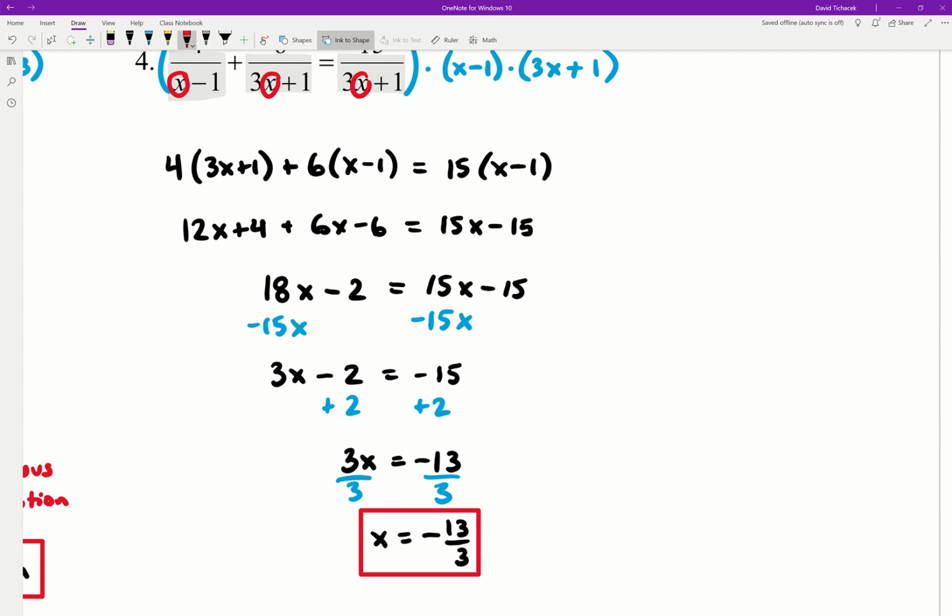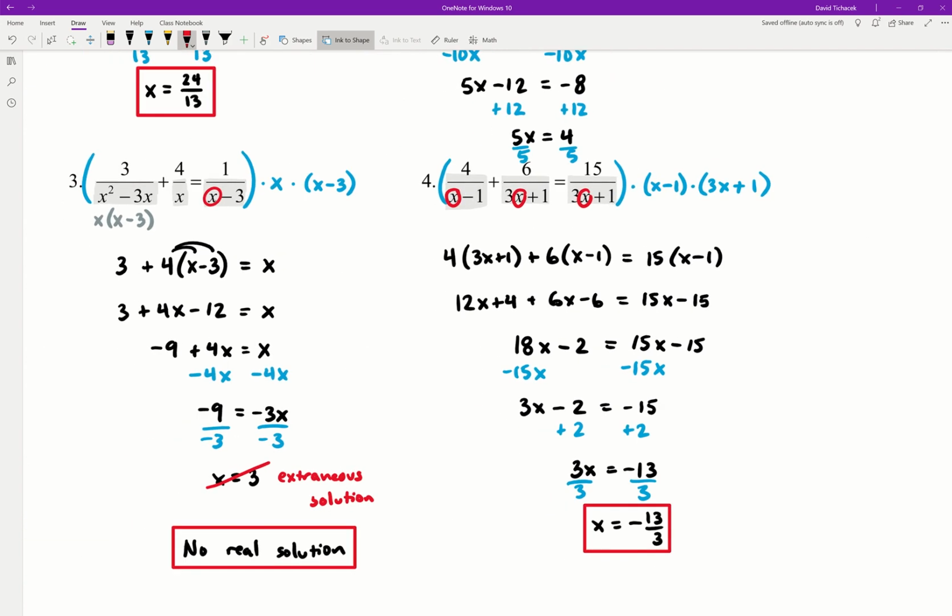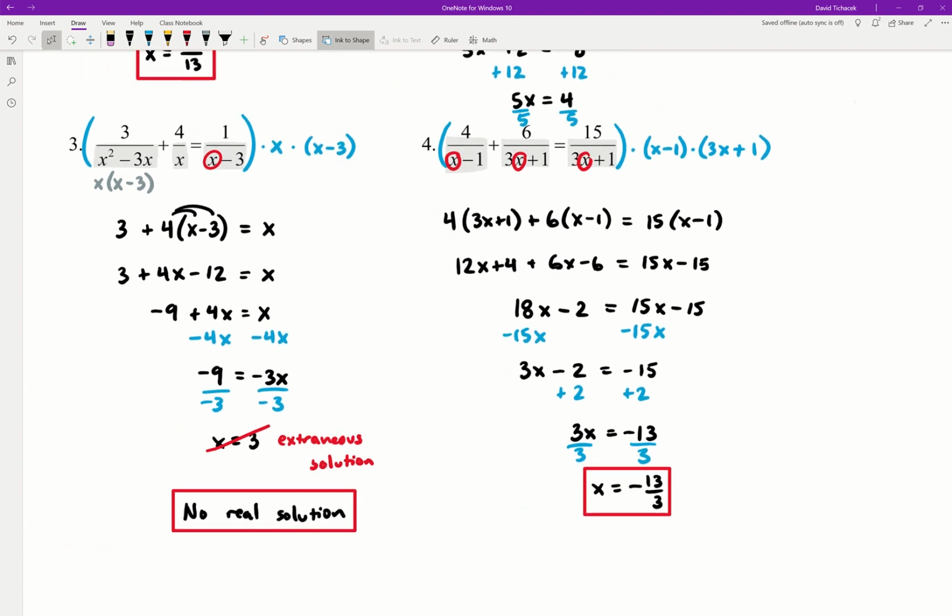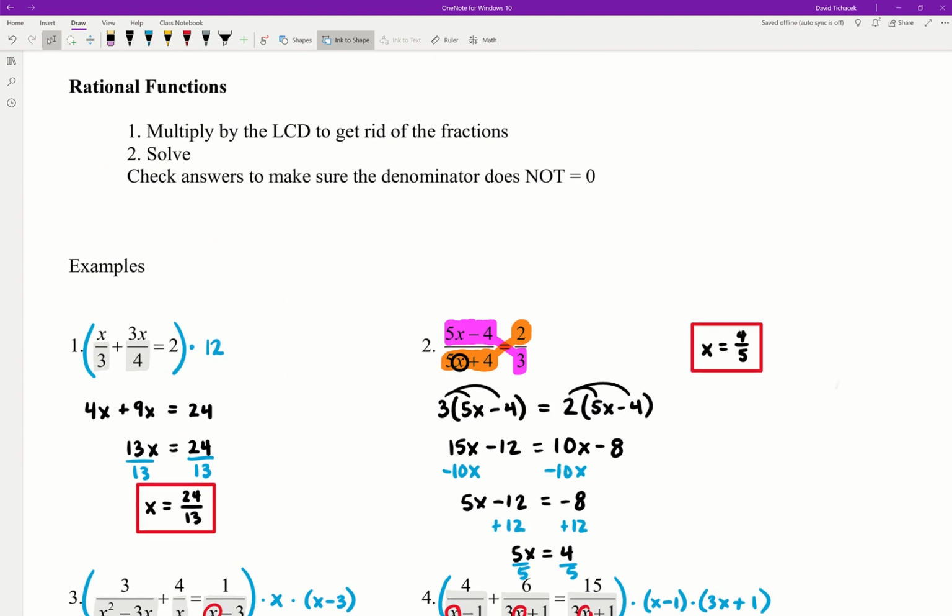Okay, and so that's going to do it for this video. Again, the basic problem-solving process is you're going to clear all of those denominators, clear all those fractions, by multiplying the entire equation times copies of whatever shows up in the denominator for you.